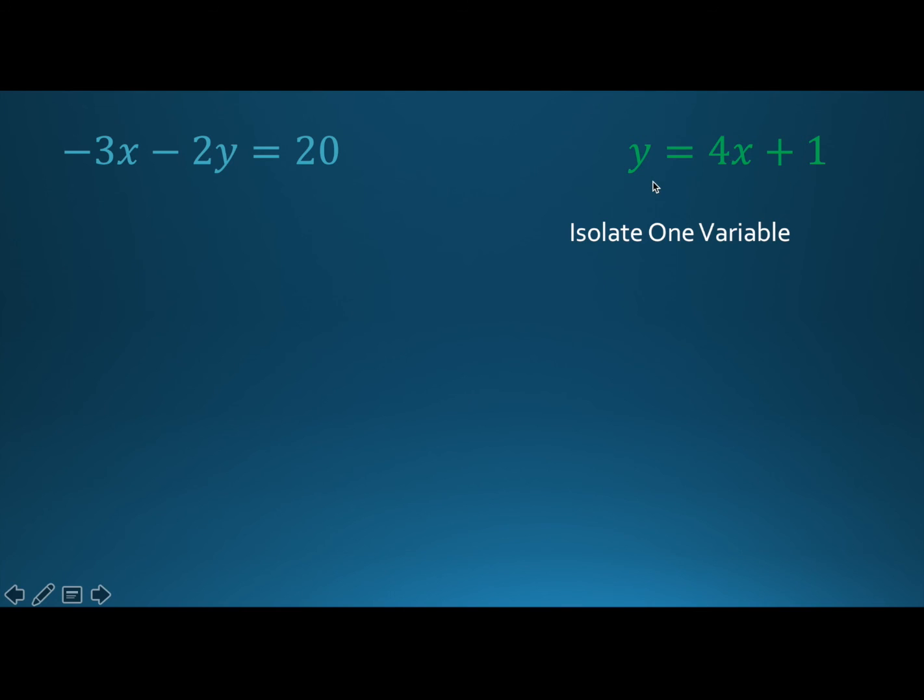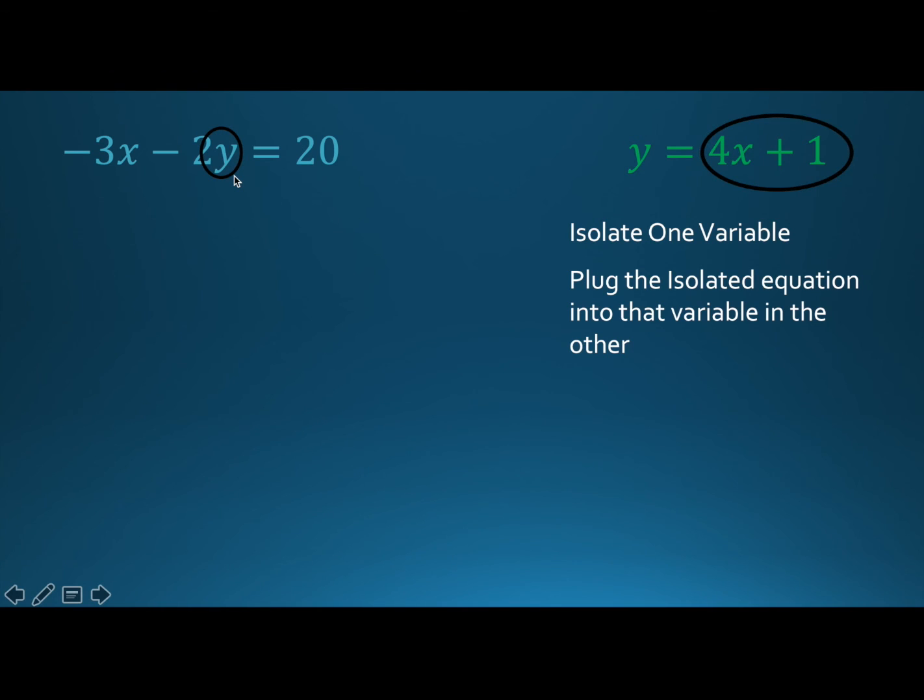So since we already have a variable isolated, our next step is to plug in the isolated equation. Anytime we see a y, we want to plug in 4x plus 1. So here's a y. We're going to plug in 4x plus 1 into that y. The next step is to solve.